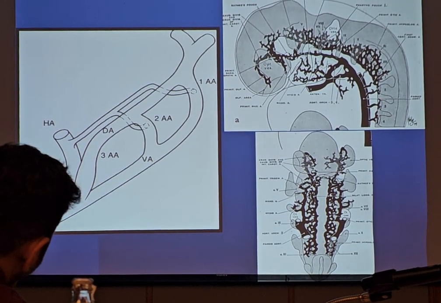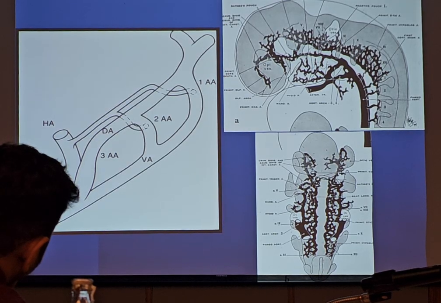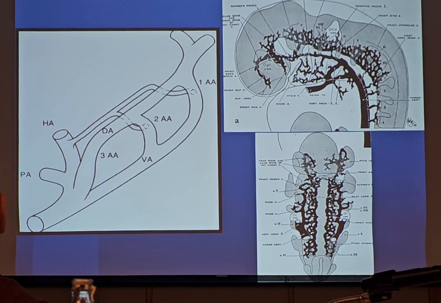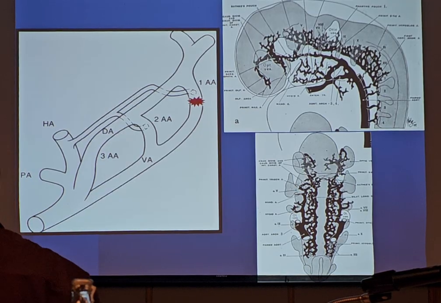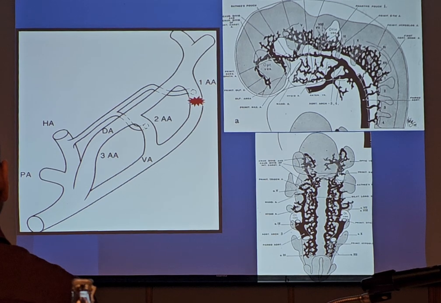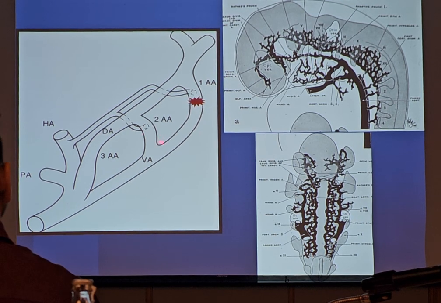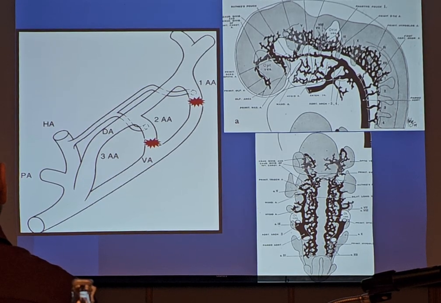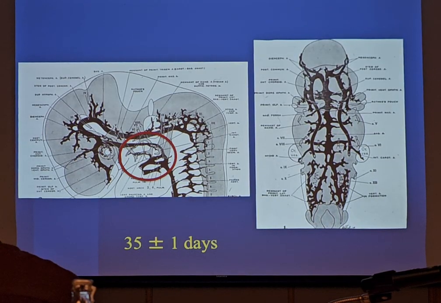The first pruning process going on is the first aortic arch. This first aortic arch is disconnected from the ventral aorta. And then the second aortic arch connection to the ventral aorta disappears too. At 35 days, you can see the regression of the connection to the ventral aorta.